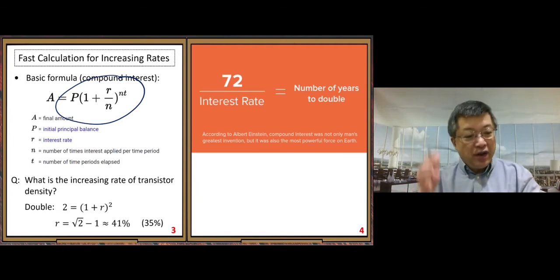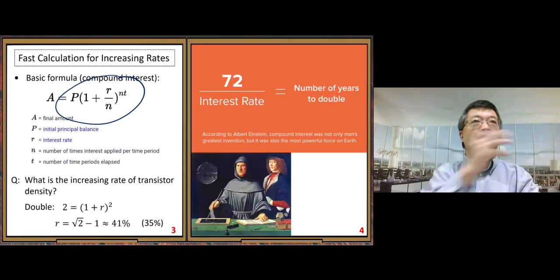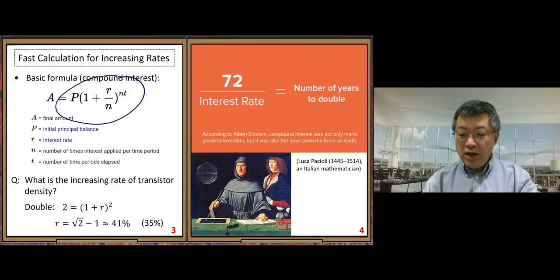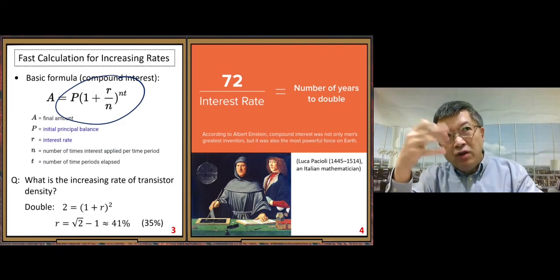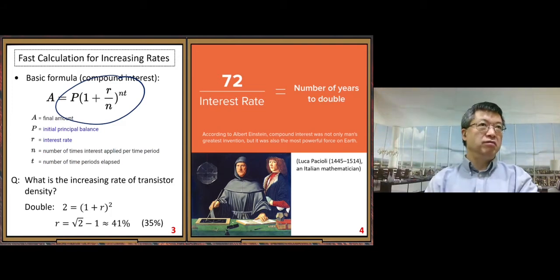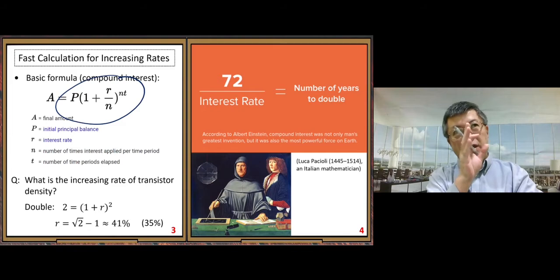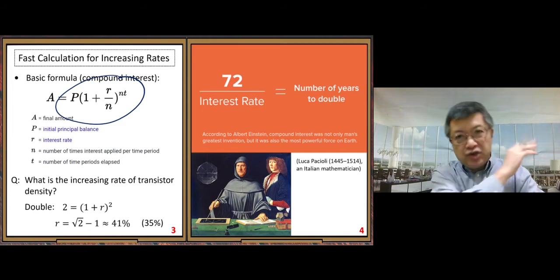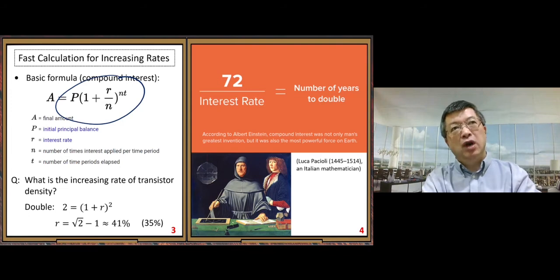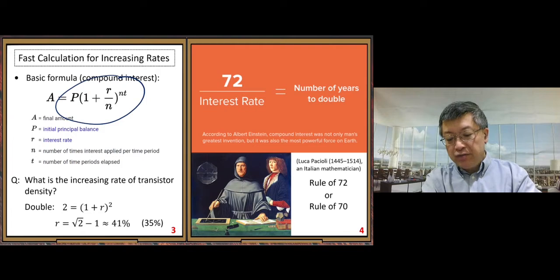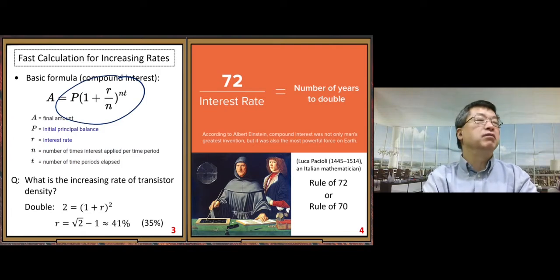Actually, another mathematician, an Italian mathematician, discovered this formula. His name is Luca Pacioli, more than 500 years ago. So he was the first one to use this rule of 72. Okay? Actually, there is another version called the rule of 70.